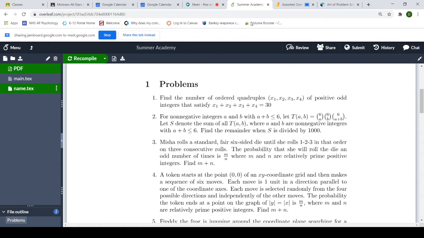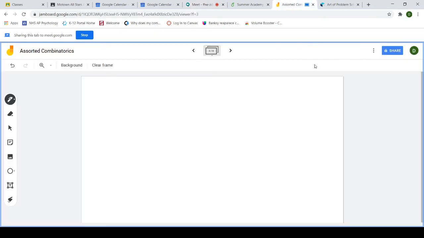I have one other problem dealing with bijection. Misha rolls a standard fair six-sided die until she rolls 1, 2, 3 in that order on 3 consecutive rolls. The probability that she will roll the die an odd number of times is, well, you want to find the probability that she rolls the die an odd number of times. So like she can roll 6, 3, 4, 7, 7, 2, 1, 2, 3, and then once she rolls that, she's done. And we want to figure out the probability that in total she rolls it an odd number of times.